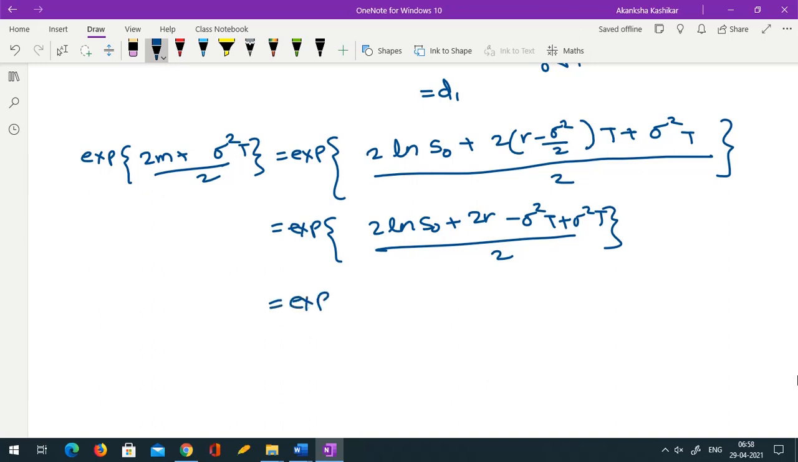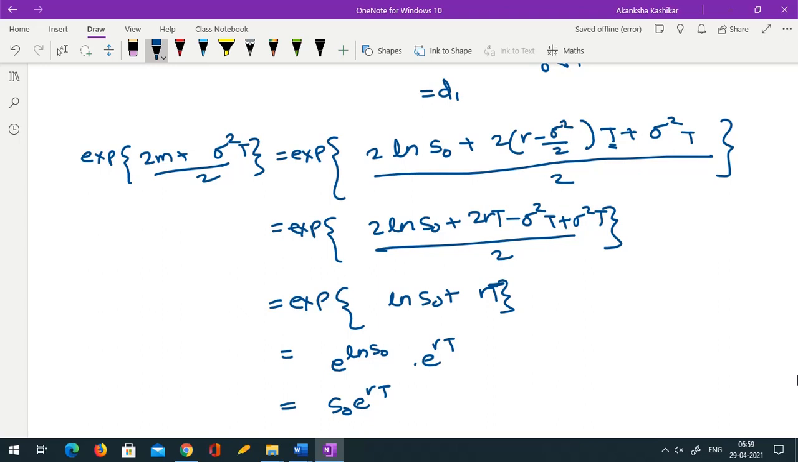So this is e raised to ln s naught plus r, correct? And e raised to ln s naught, sorry, I have to take this t also, okay, I can't forget that. So rt, ln s naught plus rt. And what is e raised to ln s naught? So I have e raised to ln s naught into e raised to rt, correct? So this is s naught e raised to rt. Is it okay? I mean the simplification.